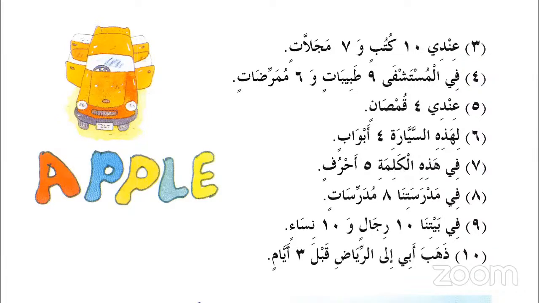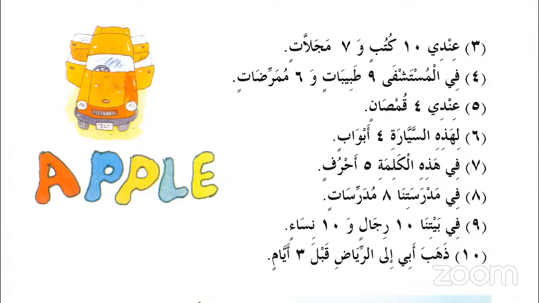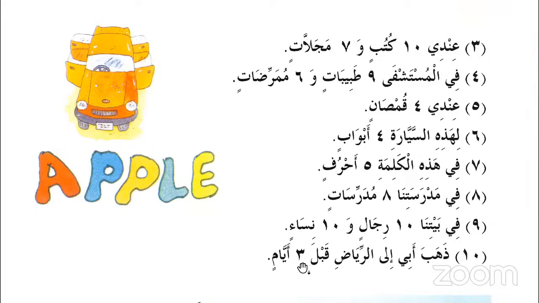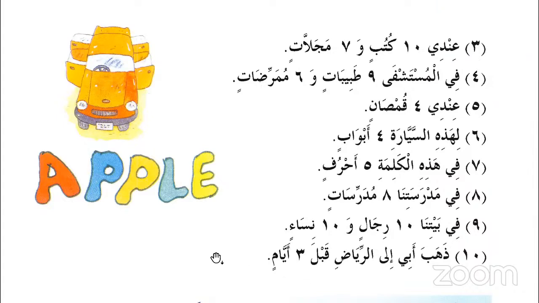Fi baytina. Ashara rijal wa ashr nisa'. Correct. Dhahaba abi ila ar-Riyad, qabla thalathati ayyam. No, qabla. After qabla, the noun comes with a kasra. Qabla thalathati ayyam. Because of qabla, it is not thalathatu, it's coming with a kasra. Okay.